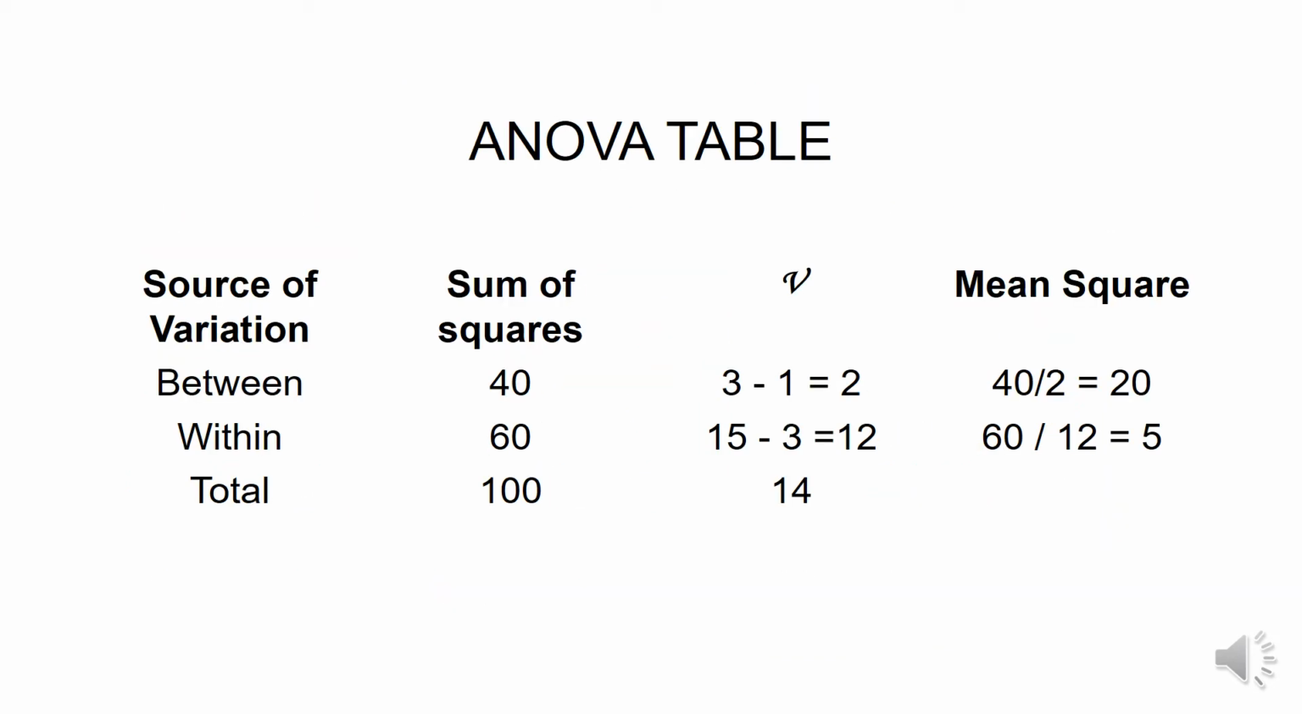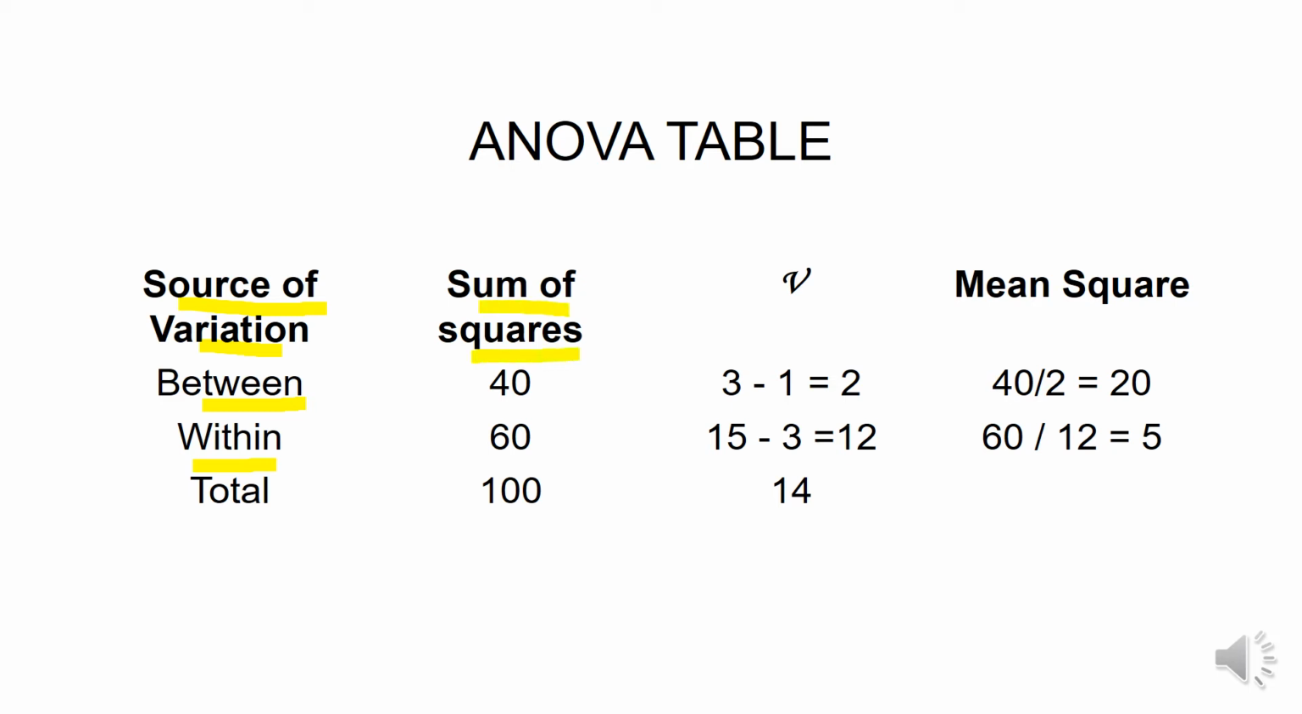Now we will set up the ANOVA table and we will study the results for meaningful interpretation. The first column represents the source of information, that is between and within, in a separate line. The second column represents the sum of squares.